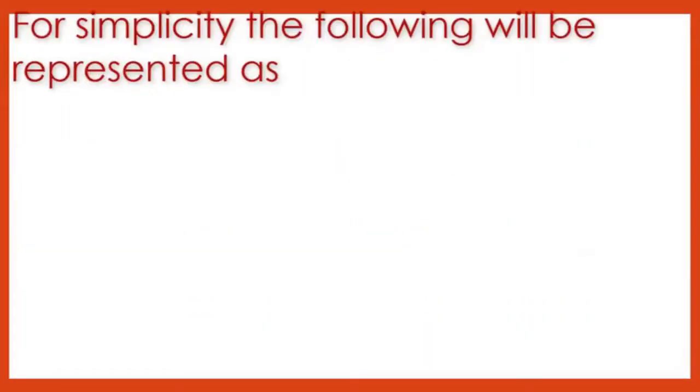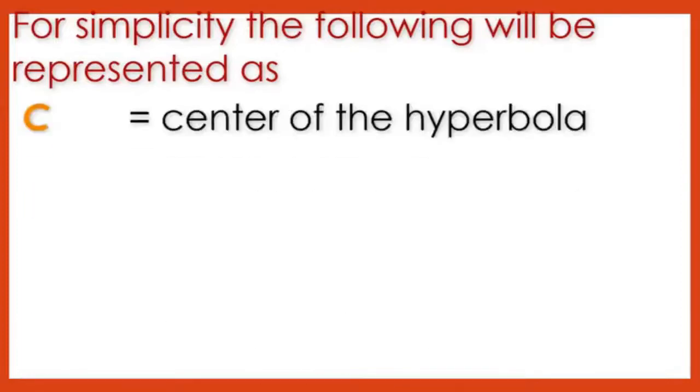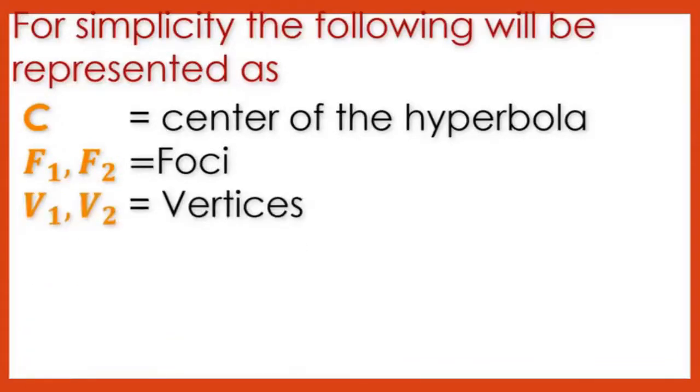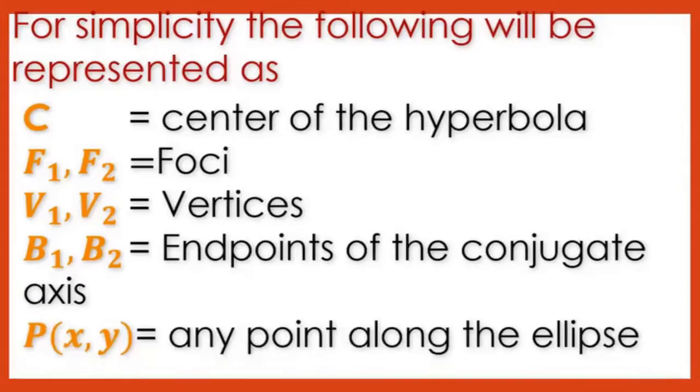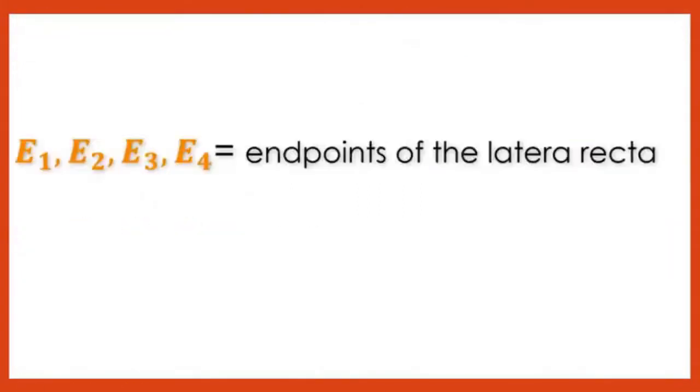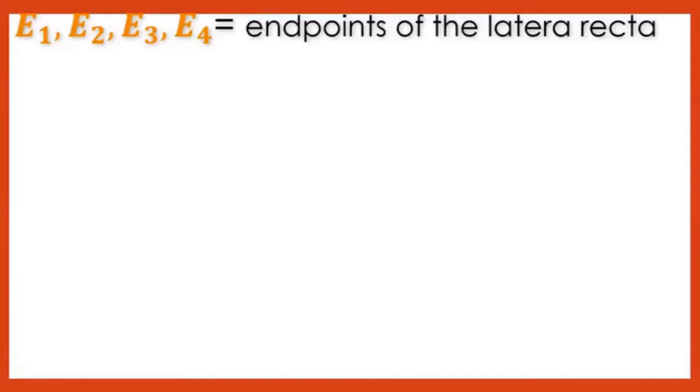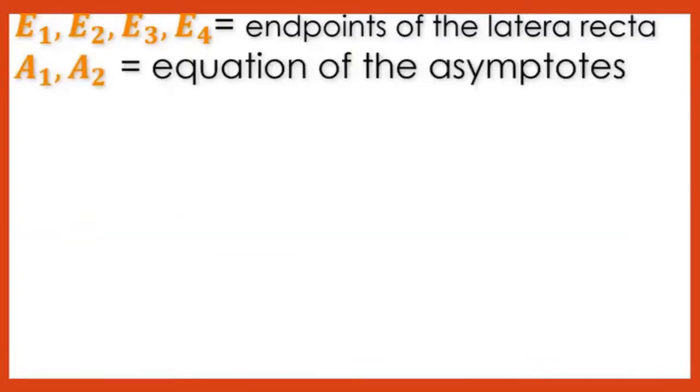For simplicity, the following will be represented as C, capital letter C for the center of the hyperbola, F sub 1 and F sub 2 for the foci, V sub 1 and V sub 2, the vertices, B1 and B2, ito yung endpoints of the conjugate axis, point P(x, y), any point along the hyperbola, okay? E sub 1, E sub 2, E sub 3, E sub 4, endpoints of the lateral recta, ganyan din ginamit natin sa ellipse. A sub 1, A sub 2, ito yung bago natin notation.